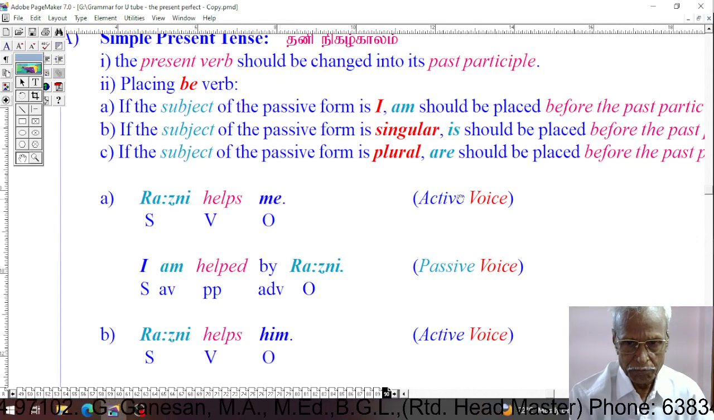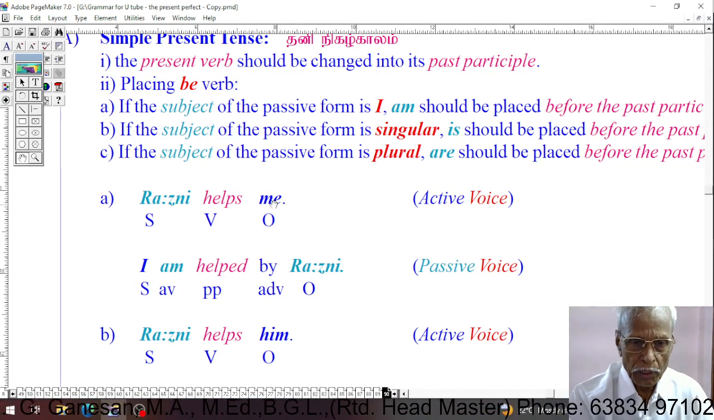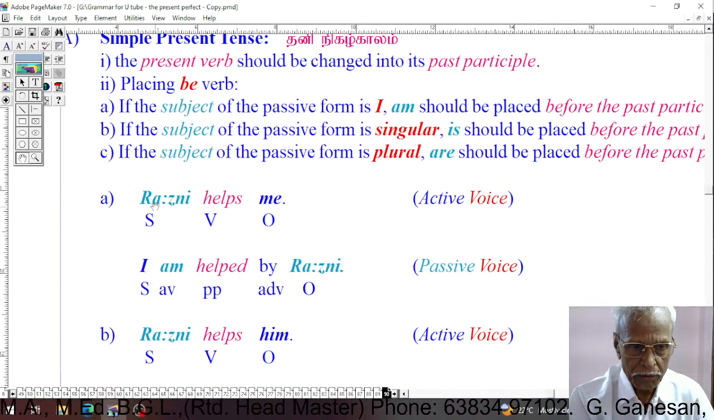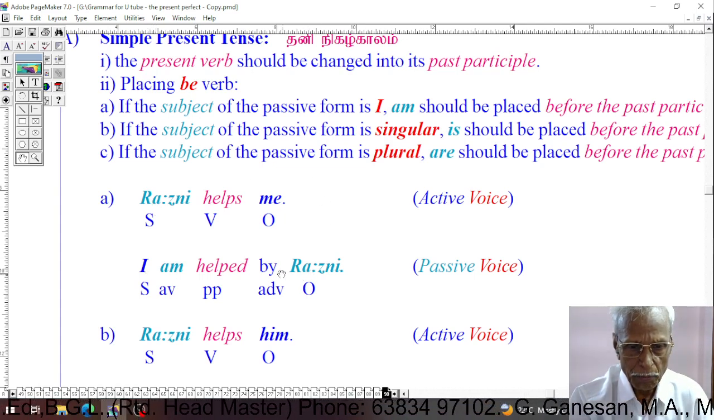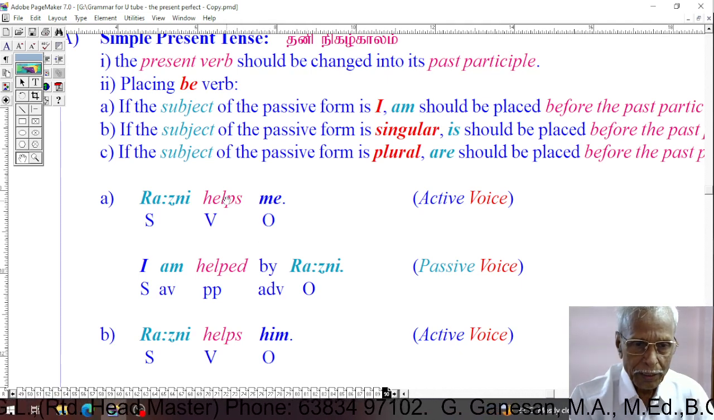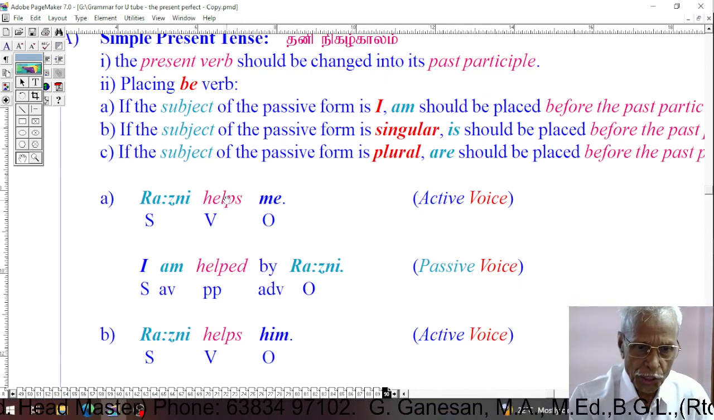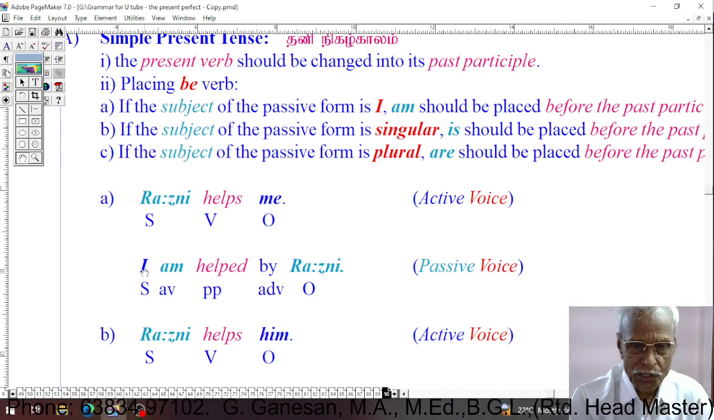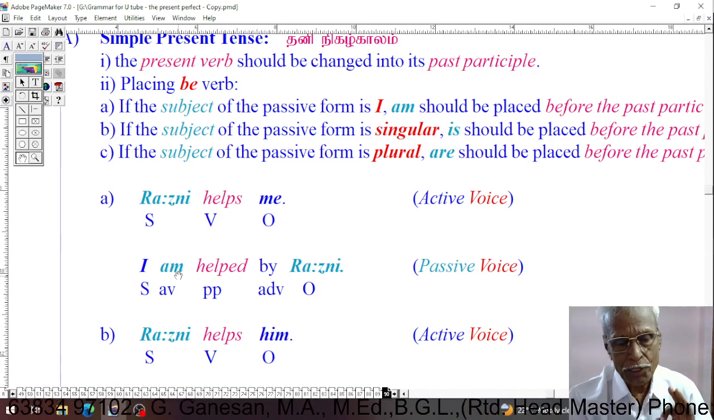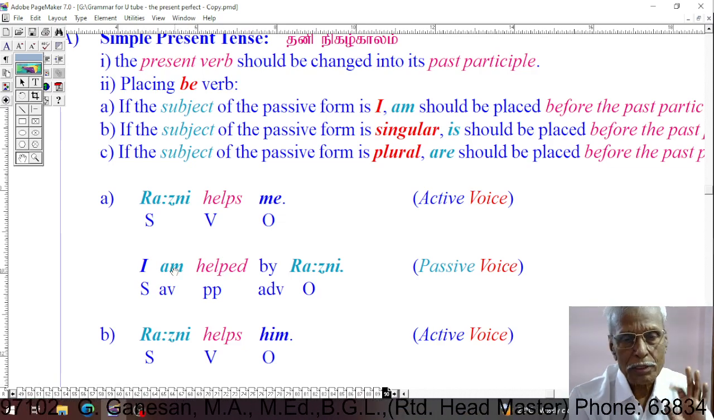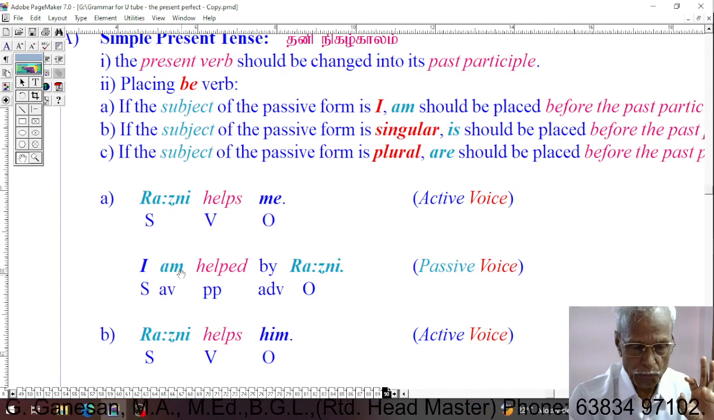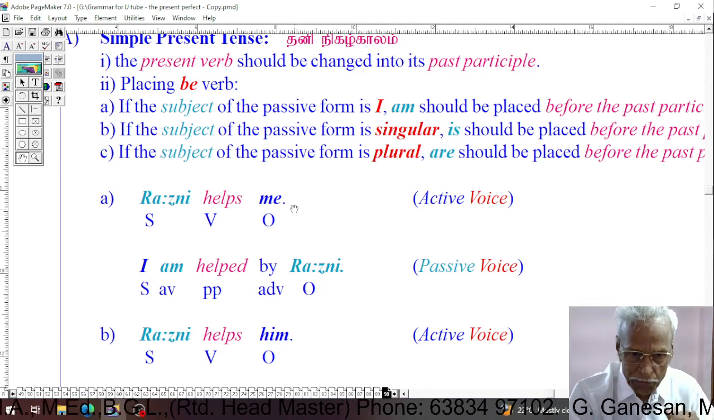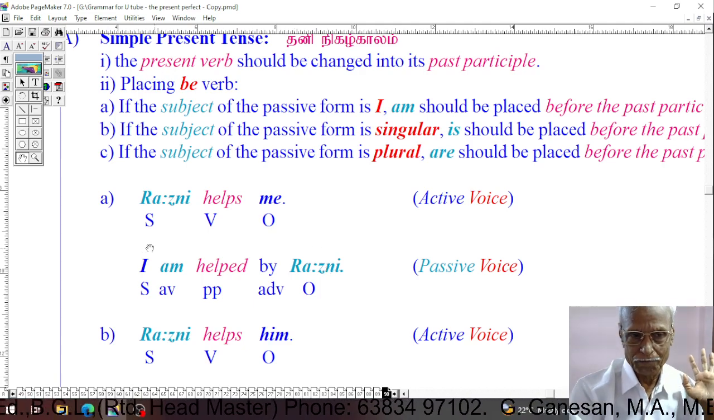Ronnie helps me, active voice. Me, the object, is changed into subject. Then Ronnie, the subject, is changed into object, by Ronnie. The verb helps is changed into past participle, helped. Then as the subject is I, am is placed before the past participle. So active voice is Ronnie helps me; passive voice is I am helped by Ronnie.